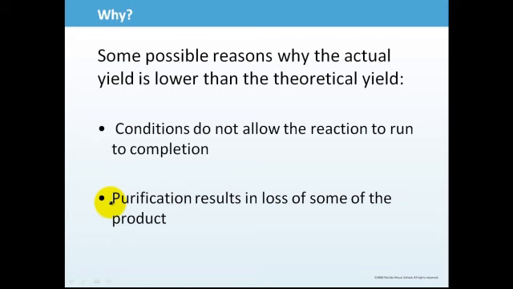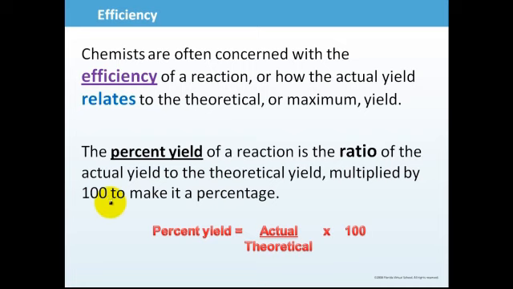Now, the important thing to remember here is that ideally we want to be as close to 100% as possible, because obviously the closer we are to 100, the better we're doing. But we're never actually going to get to 100 because of all the different conditions that surround that particular reaction we're performing. So we tend to call this efficiency. In other words, how are we doing when we do that reaction?